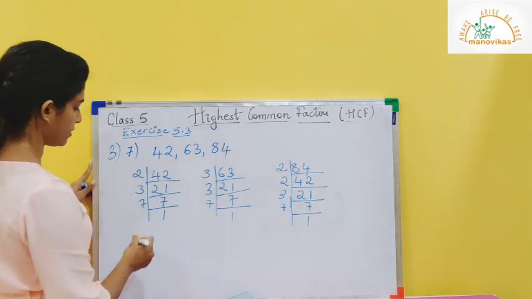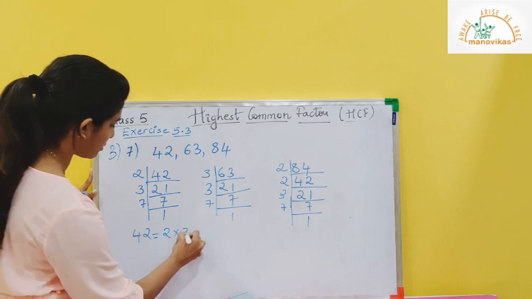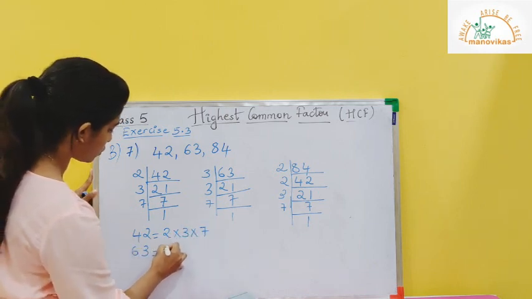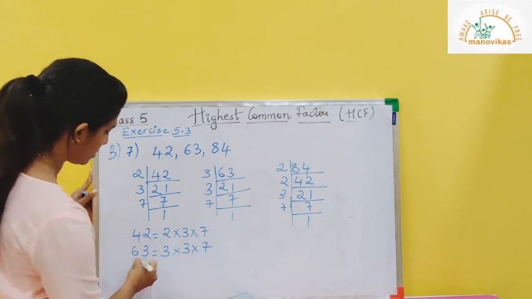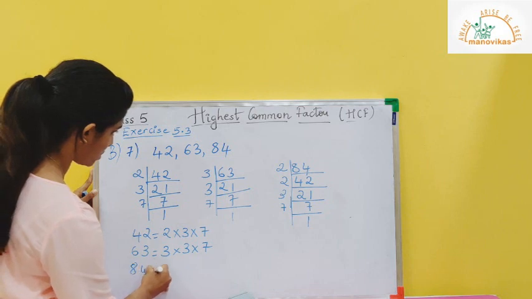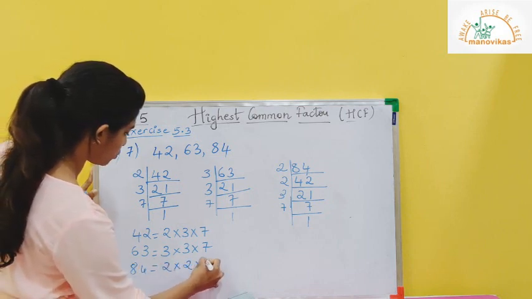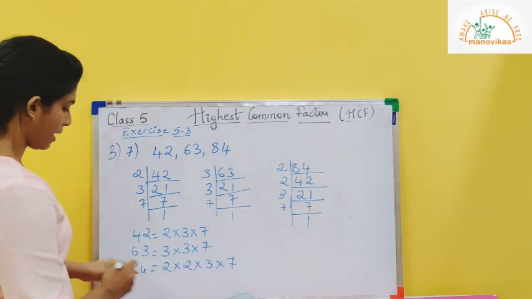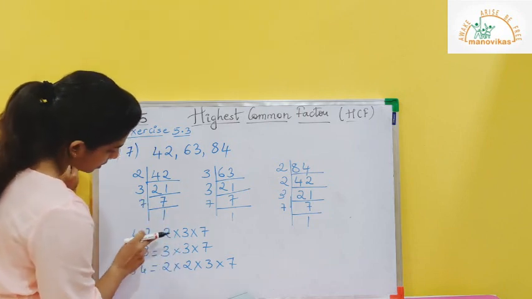7 1s are 7. So 42 is equal to 2 multiplied by 3 multiplied by 7. 63 is equal to 3 into 3 into 7. 84 is equal to 2 into 2 into 3 into 7. Find the common factors here. So I get 2 here.